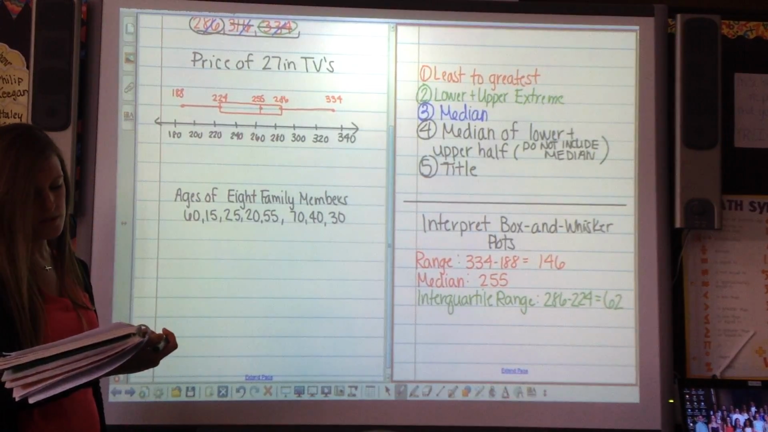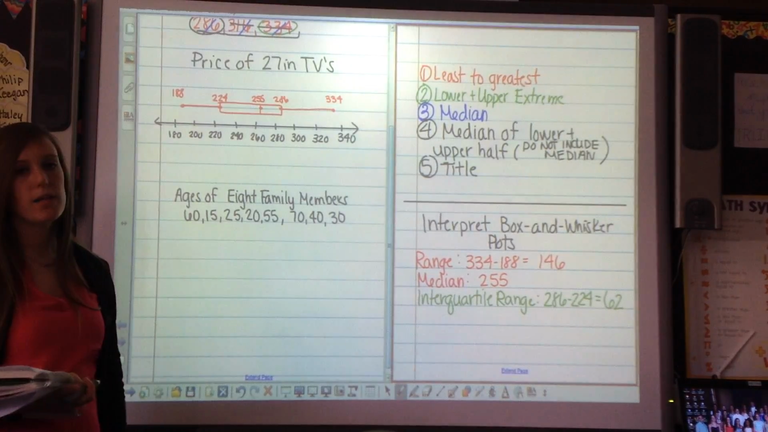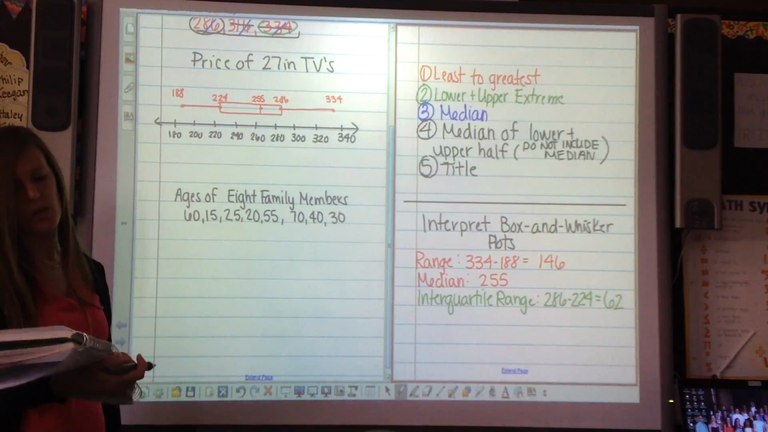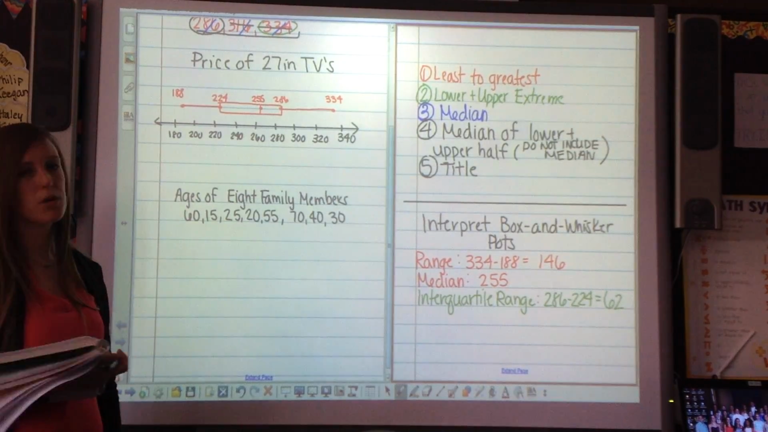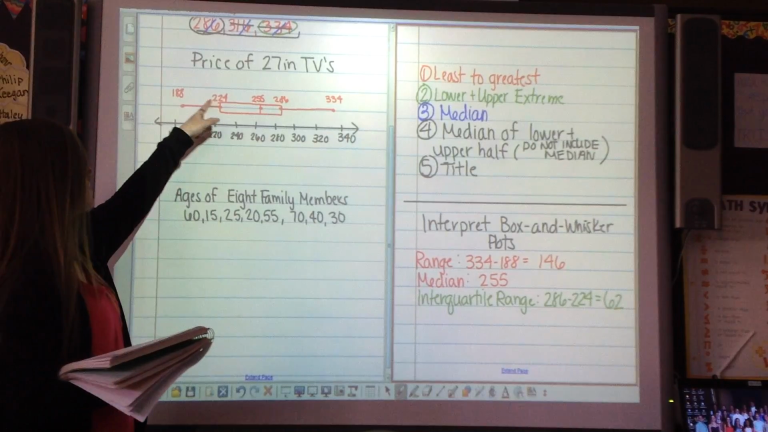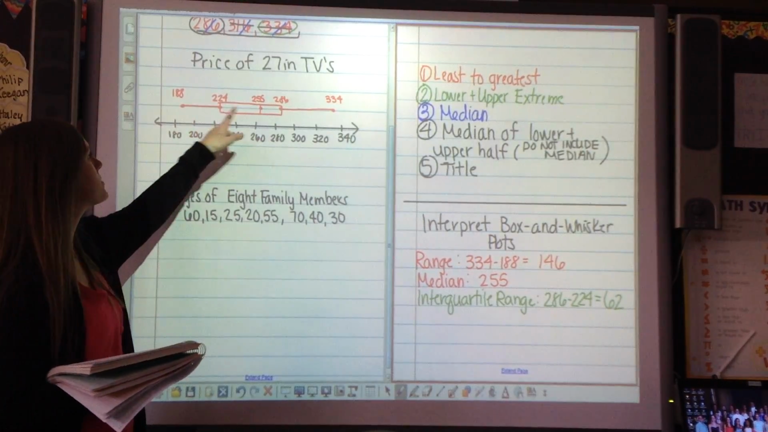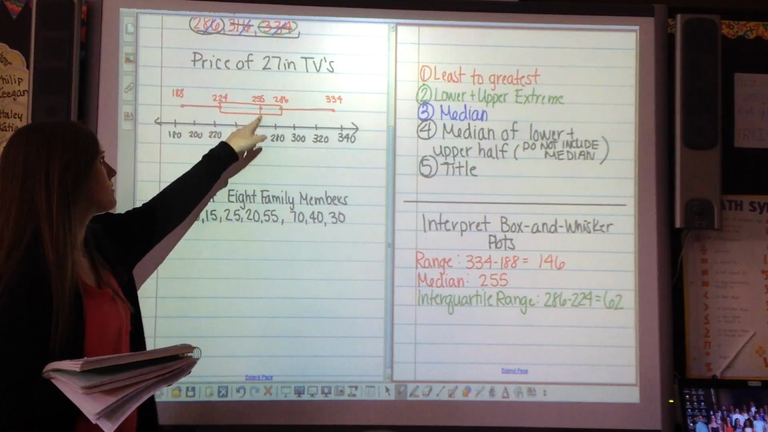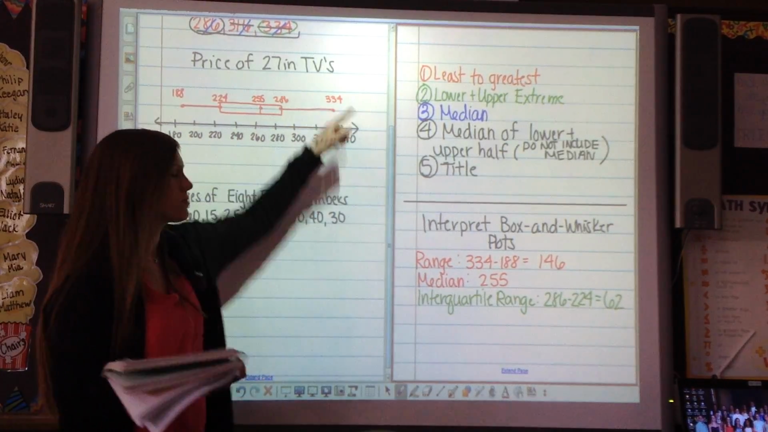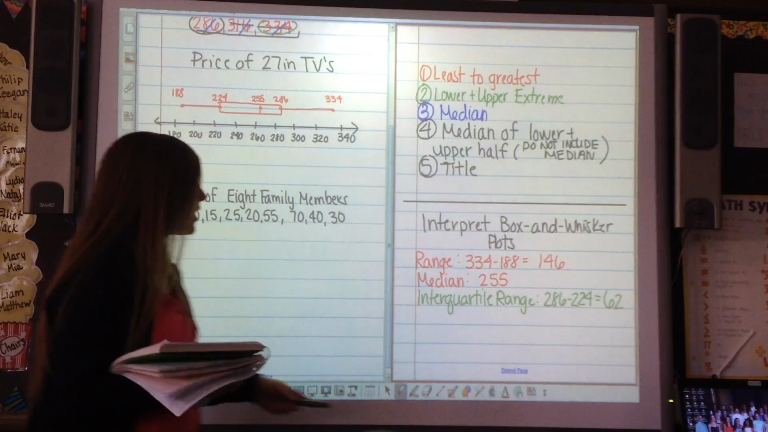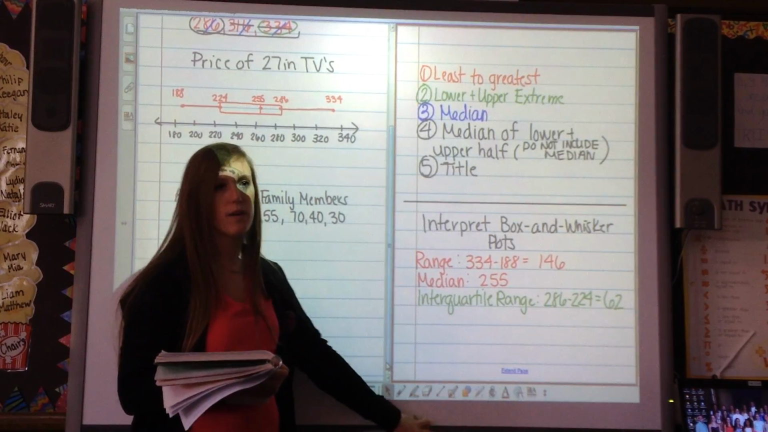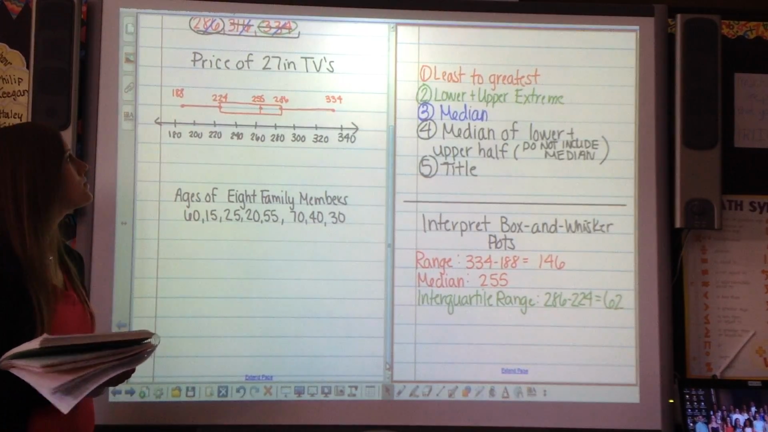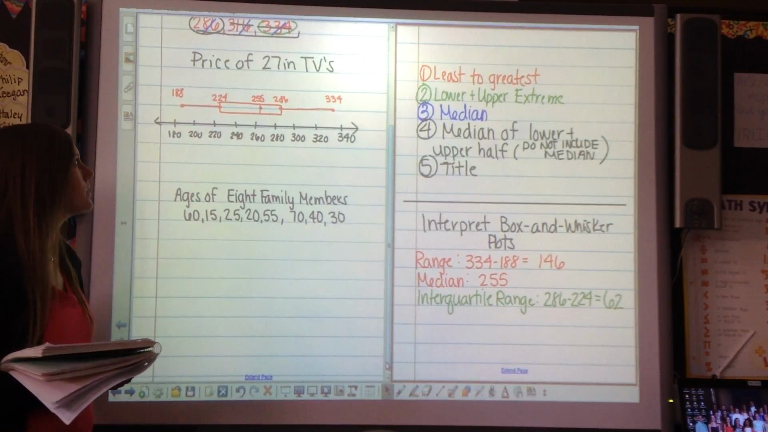Okay, you're going to notice that this box and whisker plot separates our data into 4 groups. And each one of those represents 25% of the data. So this line represents 25%, this line represents 25%, this represents 25%, and this line represents 25%. We don't know what numbers are in those 25%, but we can tell the range of the cost of the TVs.